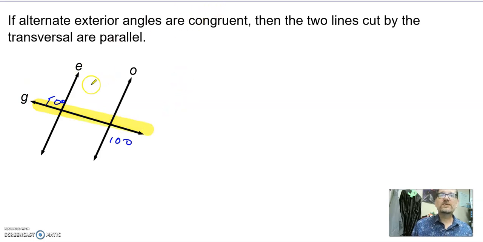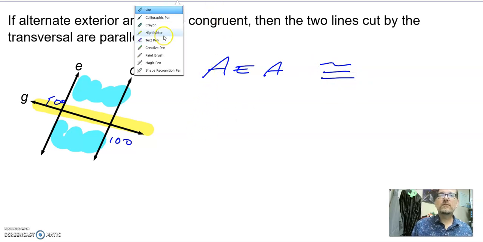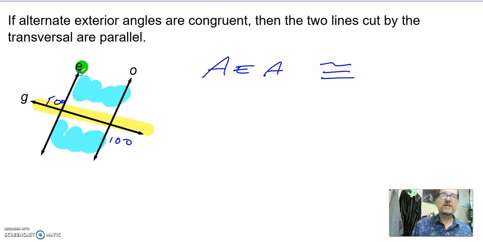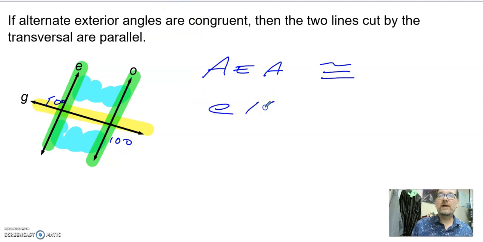So here's my transversal. Shade on the inside. Top and bottom, they're on alternate sides, outside, outside. So they are alternate exterior angles that are congruent. So what do we know? The two lines cut by the transversal, this line and this line, are parallel to each other. If I've been saying congruent, I'm sorry, they're parallel. Line E is parallel to line O.